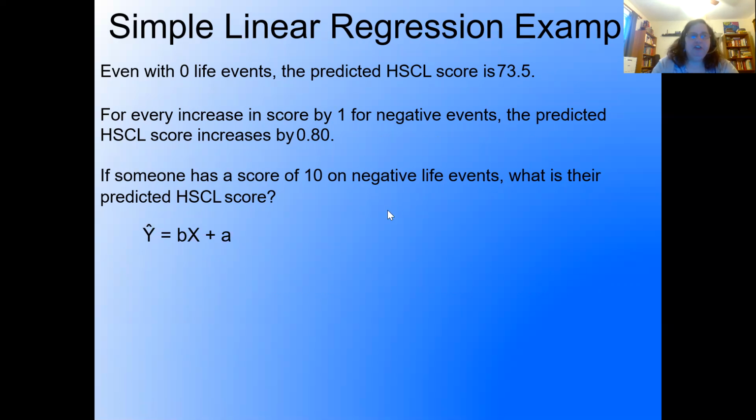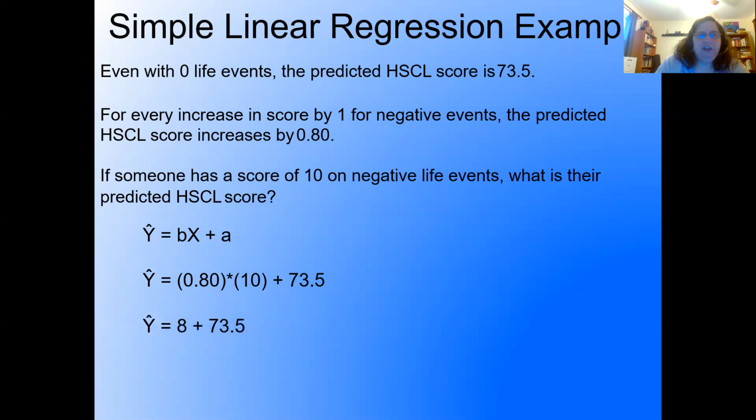Okay. So here's our equation again. Y hat equals BX plus A. I think we've done a nice job of filling in. For B, we have 0.8. For A, we have 73.5. And for X, we have 10. So I would say the hardest part about one of these problems is not really doing the arithmetic, but actually figuring out which piece goes where. That's why I'm trying to give you as many hints as possible. Because once we have this, we just multiply and add. So 0.8 times 10 gives you 8, plus 73.5, and then Y hat equals 81.5.